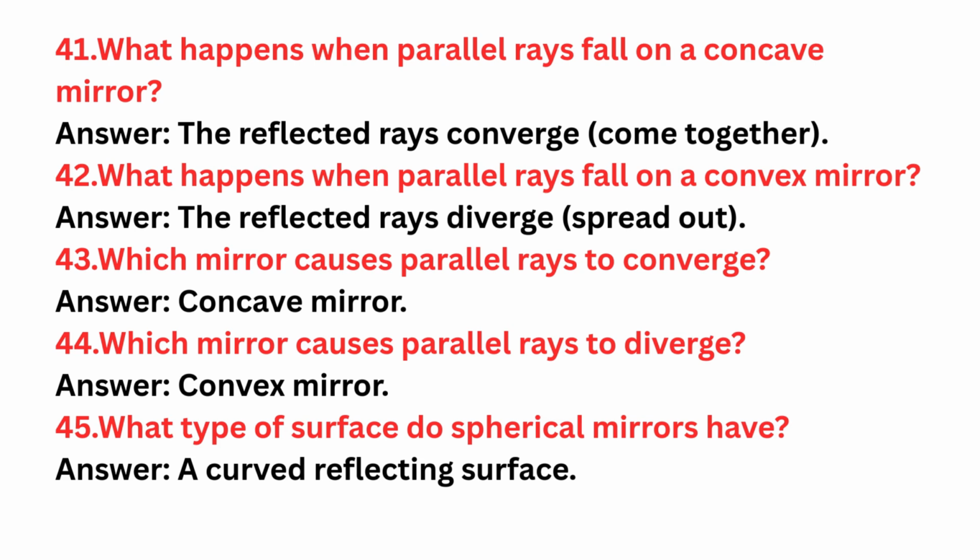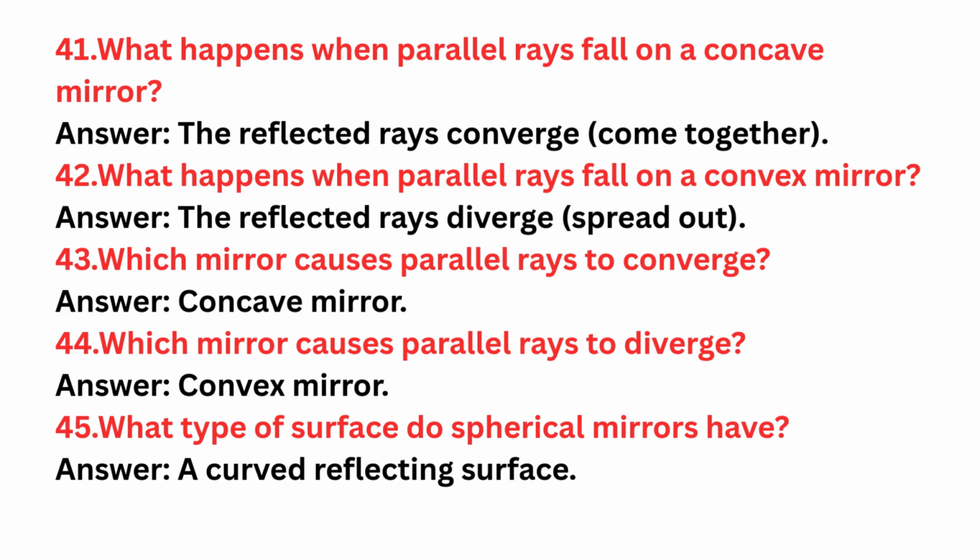Question number 41. What happens when parallel rays fall on a concave mirror? Answer. The reflected rays converge, that is, come together. Question number 42. What happens when parallel rays fall on a convex mirror? Answer. The reflected rays diverge, that is, spread out.